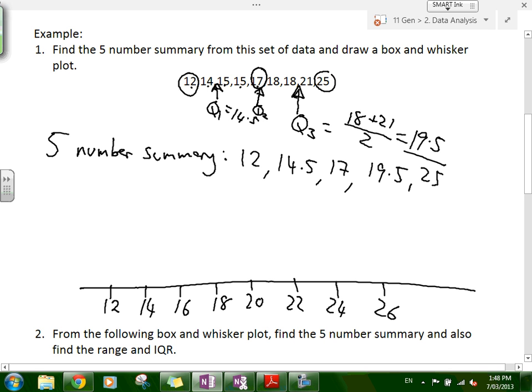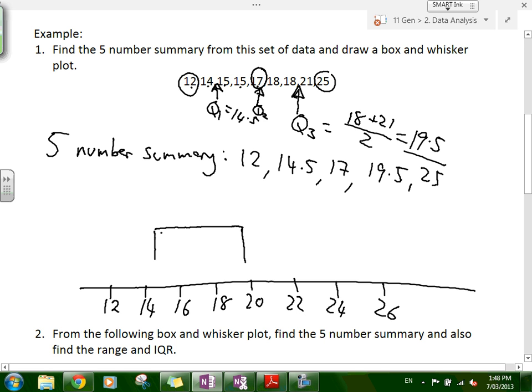Usually the best way to do it is to start with the box. That's the way I do it. I do the box first and then the whiskers go out from the box. So 14.5 is about here. So we do a line. That's for the lower quartile. The upper quartile is 19.5, which is about here. Oh, sorry, the upper quartile I meant, thank you. Upper quartile, so that's that.